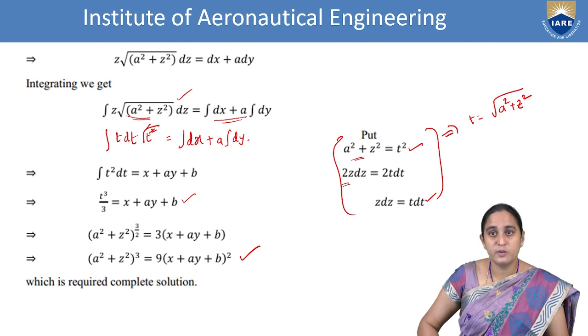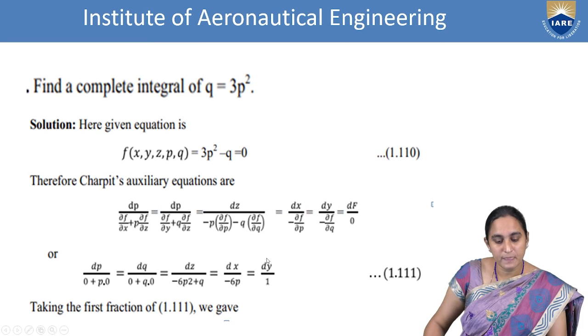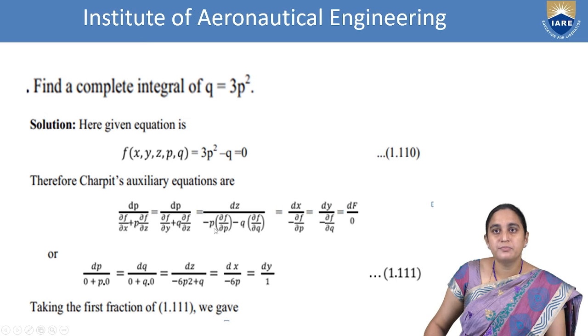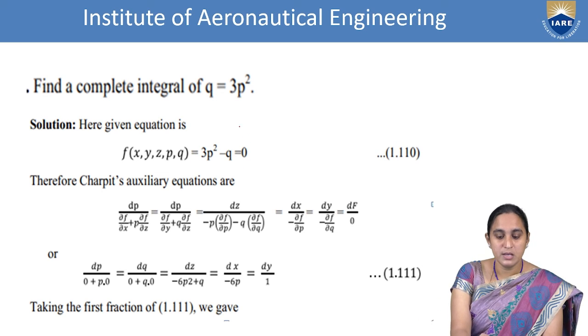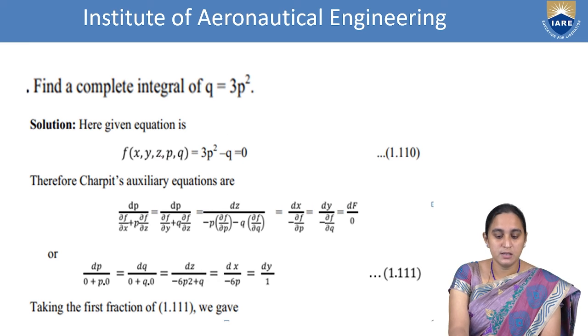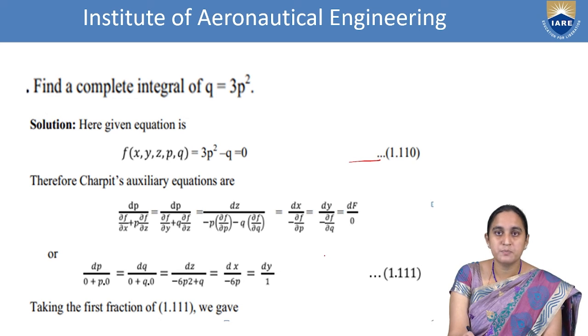Okay, I will explain one more question from the Charpit method. Find a complete integral of q is equal to 3p square. What's the procedure for that? Assume the given question as f, that is f is equal to 3p square minus q is equal to 0. Compared to the last two questions, this is simple. Let us assume the given question as f and assign it as the first equation. After that, what is Charpit's equation?